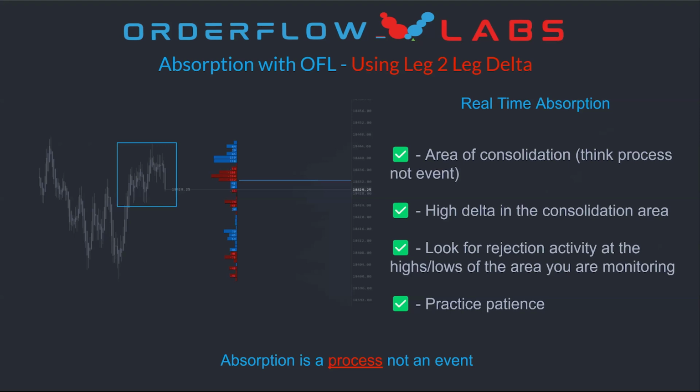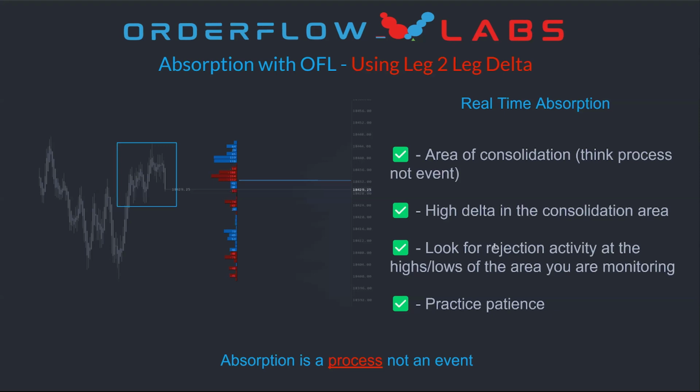The other thing, which is a little bit more nuanced, is to look for rejection activity at the highs or the lows. Like in this example here at 18,440, we have all these wicks at the highs, and up here we have a lot of offer side liquidity. That is a really nice look at how to spot real-time absorption. So you can take some of these opportunities in real time and not necessarily wait for a retest. Or maybe if you do get a retest, you add to that trade for continuation.